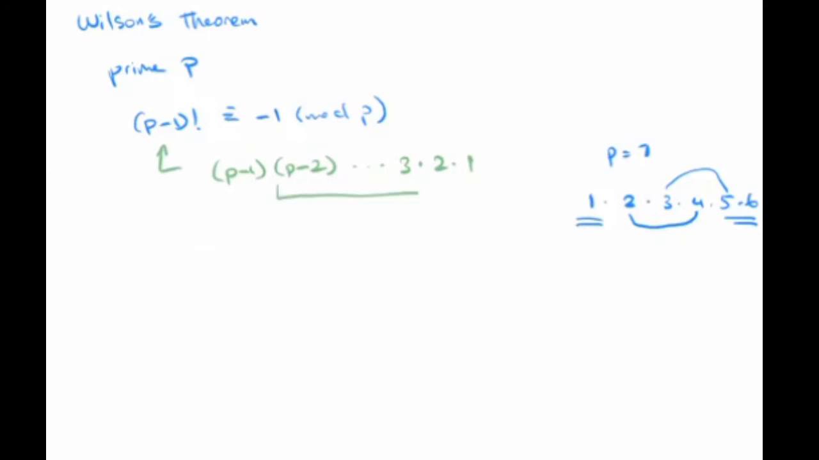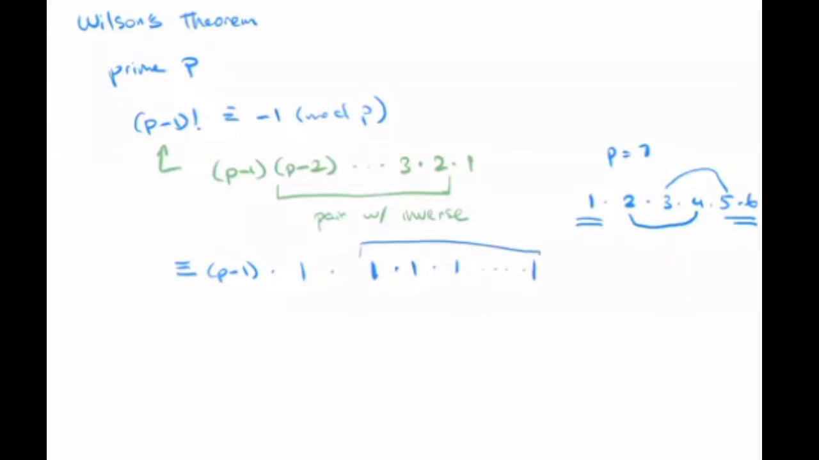So we can pair these P minus 3 numbers with their inverses. So we're left with P minus 1 times a bunch of numbers that pair to 1, right? So this becomes that. So this is just congruent to -1 mod P. Does anyone have questions?